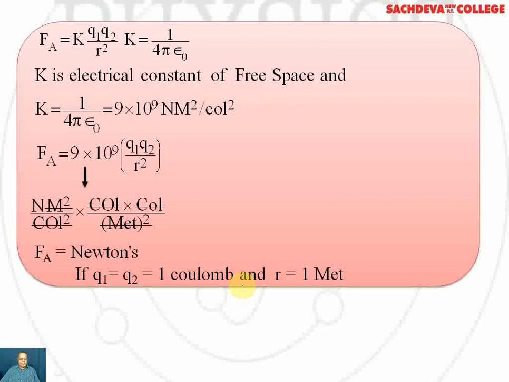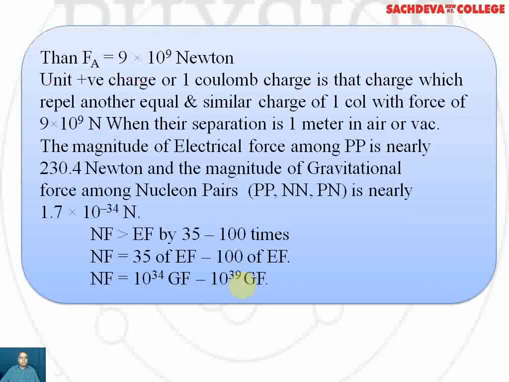Now, after this, we can define what is 1 Coulomb charge. It can be defined by assuming that Q1 and Q2 are 1 Coulomb and the separation of the two charges is 1 meter in air or vacuum. Then the force will be calculated as 9 into 10 to the power 9 newtons. The unit positive charge of 1 Coulomb is that charge which repels another equivalent similar charge of 1 Coulomb with a force of 9 into 10 to the power 9 newtons when their separation is 1 meter in air or vacuum.